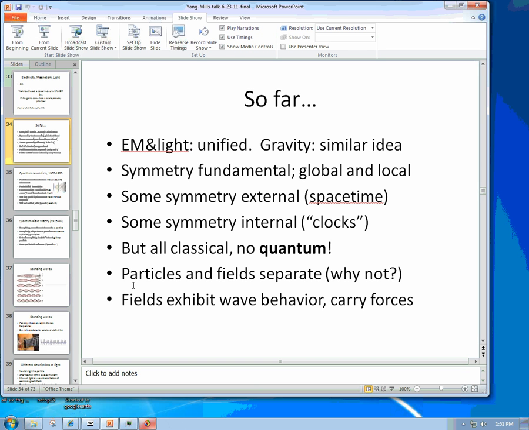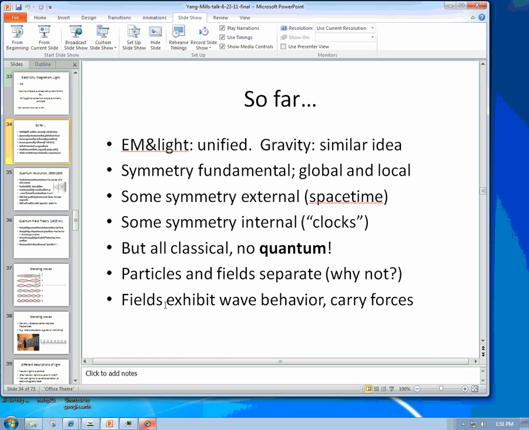And a couple other things is that particles, the stuff, the matter of the universe, and fields like electric and magnetic fields are quite separate from each other. And fields do things to particles, and particles create fields. Well, why not? What's wrong with that? Well, we'll see that those are actually going to unify, surprisingly, as well.